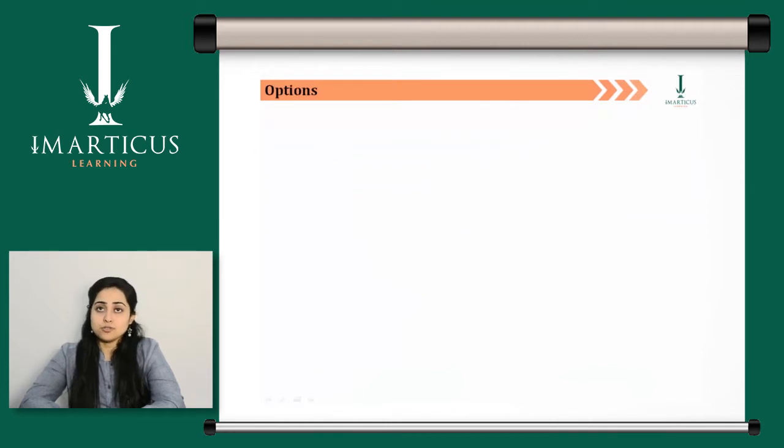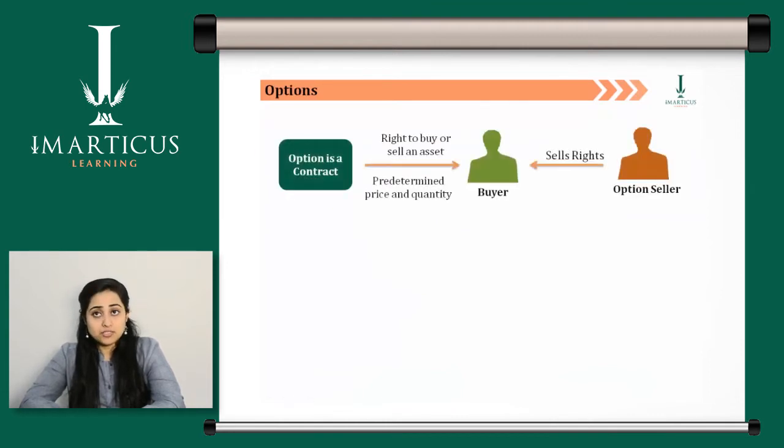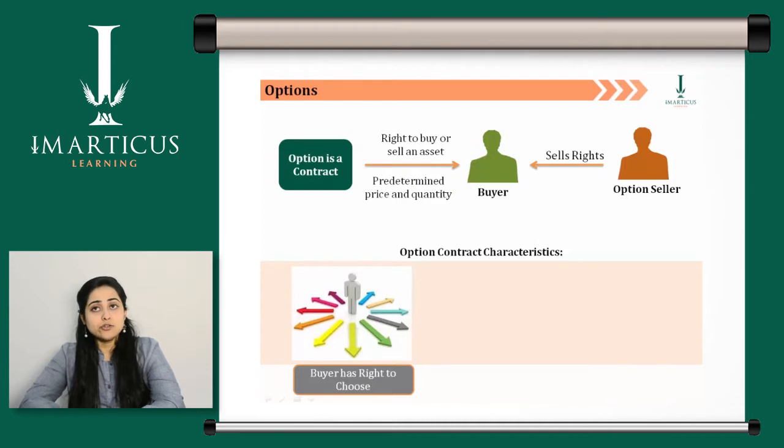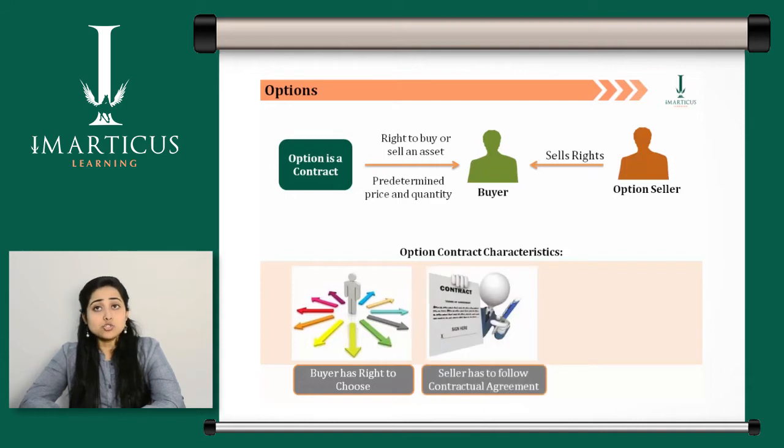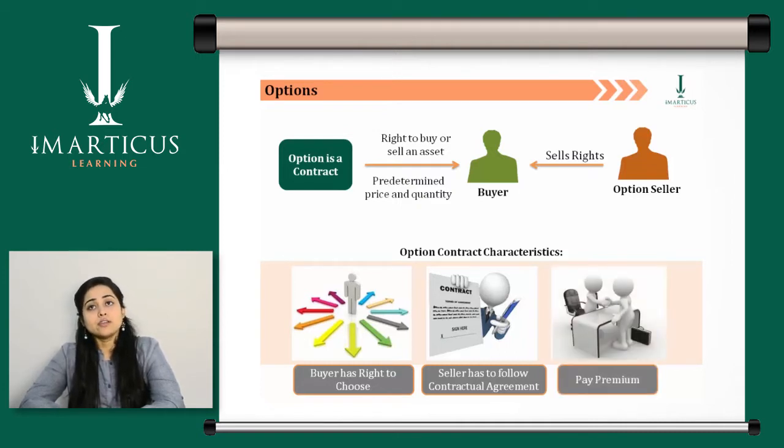Now moving on to the options. An option is a contract which provides the buyer with the right to buy or sell an asset in future at a predetermined price and quantity. An option seller is the party that sells the right to an option buyer. An option contract has the following characteristics. The option buyer has the right to choose whether or not to exercise the option contract. If the option buyer chooses to exercise the option contract, the option seller has an obligation to follow the contractual agreement. On the day the contract is bought, the option buyer must pay the seller an amount of money that is called the premium.